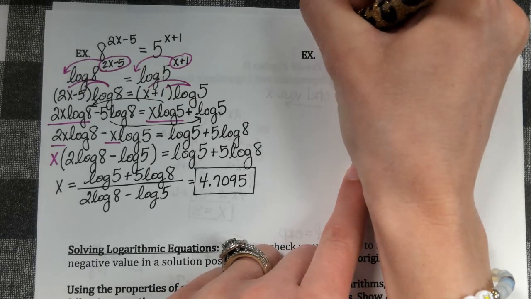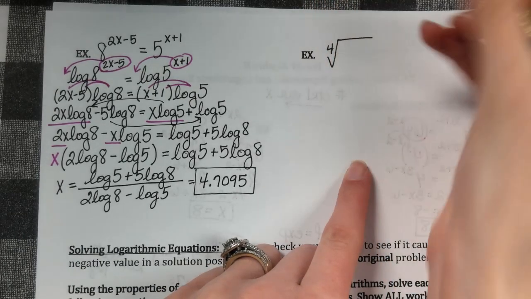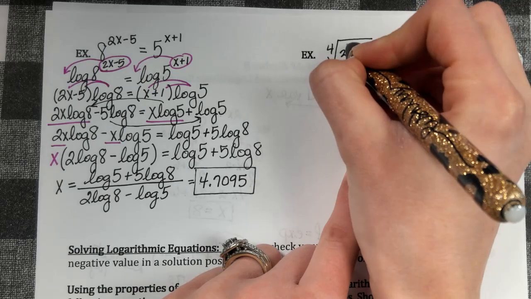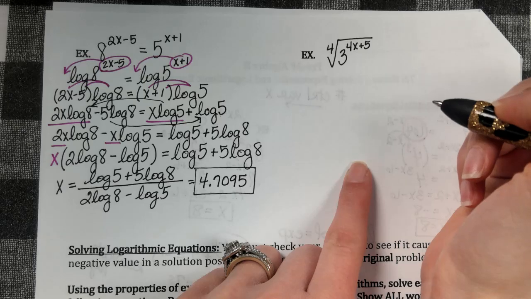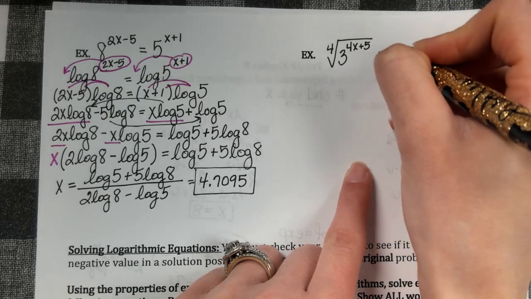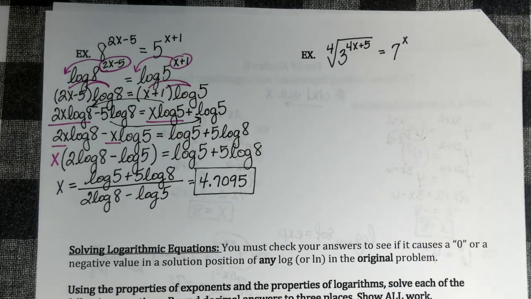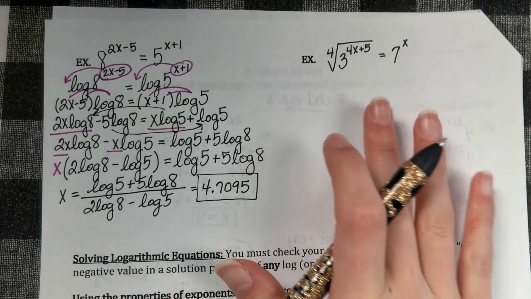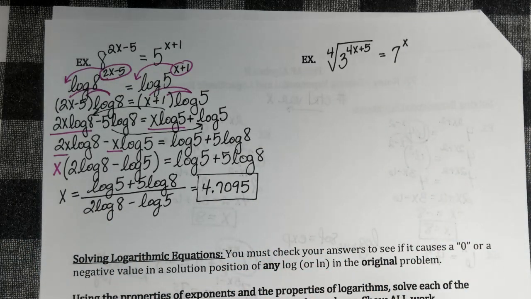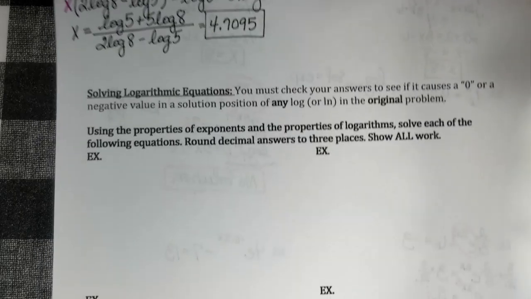So this is the fourth root of 3 to the 4x plus 5 power underneath the radical, and that is equal to 7 to the x power. That one, you would just rewrite the radical in rational exponent form, clean it up, and then treat it the same way as this. But again, I'm going to end up omitting that on the worksheet, so if you don't want to look at it, you don't have to. Are we good with exponential?